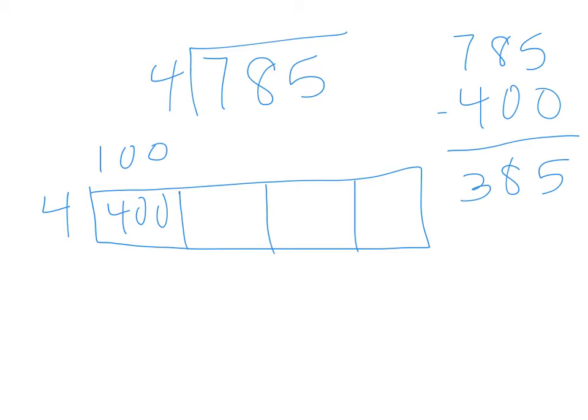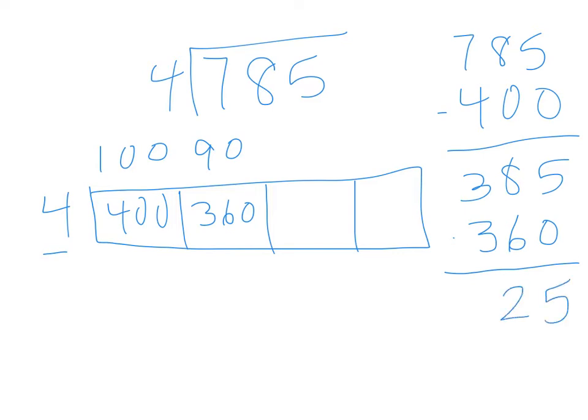So I'm going to use some compatible numbers here, and think about numbers that work well together. I know that 4 times 9 is 36, so I also know that 4 times 90 is 360. So I'm going to write down 360. 5 minus 0 is 5, and 8 minus 6 is 2. What that means is I still have 25 that I need to divide into groups of 4.